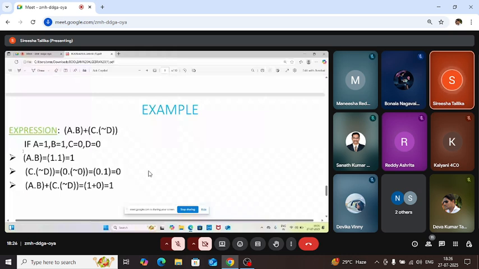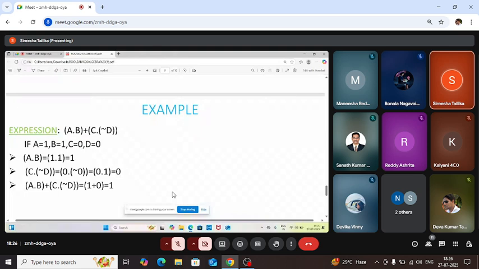I'm solving one by one. A into B, I will use the AND operation. In the AND operation in the truth table, if both values are 1 then the output becomes 1. So if I take both values as 1, the output will become 1. Then C into NOT of D, the negation of D symbol. If I take C as 0, D as 0, and apply NOT gate to D value 0, then 0 complement is 1.